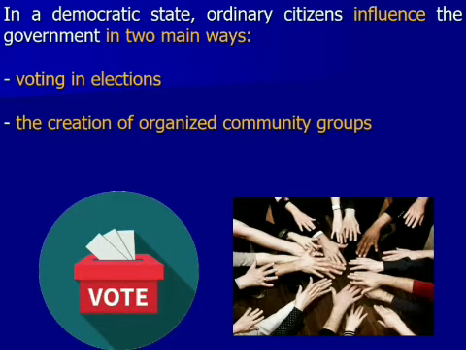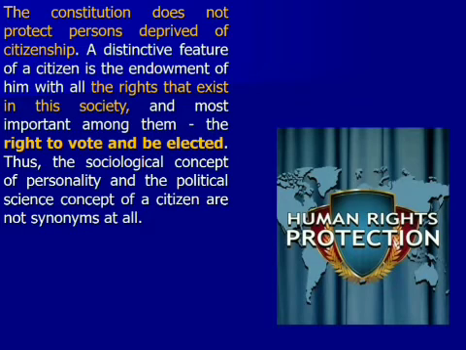In a democratic state, ordinary citizens influence the government in two main ways: voting and creation of organized community groups. So the first one is vote. You vote in elections as well as create your own community groups. The Constitution does not protect persons deprived of citizenship. It gives the rights that exist in the society, rights to vote and to be elected.